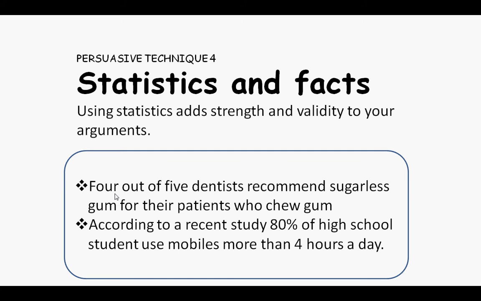Let's look at the first sentence. 4 out of 5 dentists recommend sugarless gum for their patients who chew gum. 4 out of 5. Let's calculate it. 4 out of 5 means 20% of dentists don't agree, so 80% agree. So it's another way to express statistics, which is a percent. According to a recent study, 80% of high school students use mobiles more than 4 hours a day. 80%, it's very clear that this is statistics.